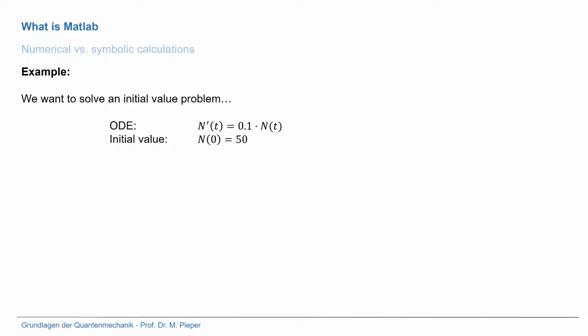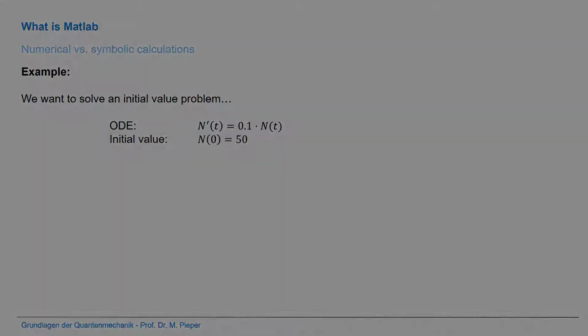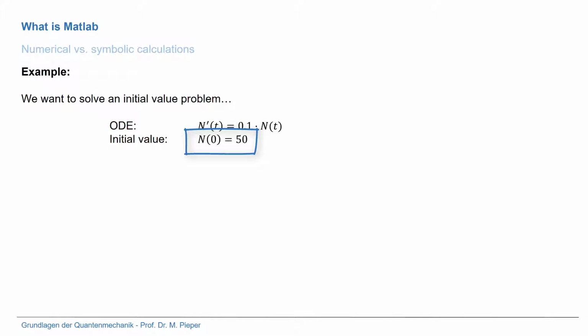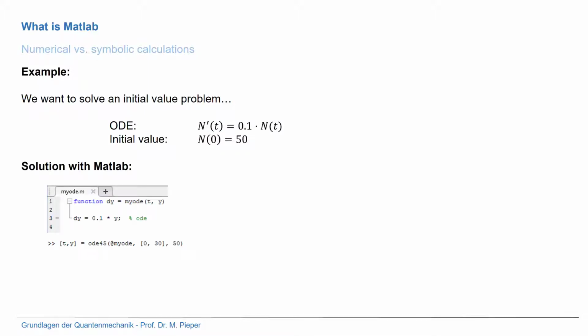Okay, let's look at a short example. We want to solve a simple initial value problem. Here we have the ODE, the first derivative of N is 0.1 times N of t. N of t is maybe a bacteria population or something. And we have an initial value at time 0. We have maybe 50 bacteria. And now we want to solve this with Matlab.